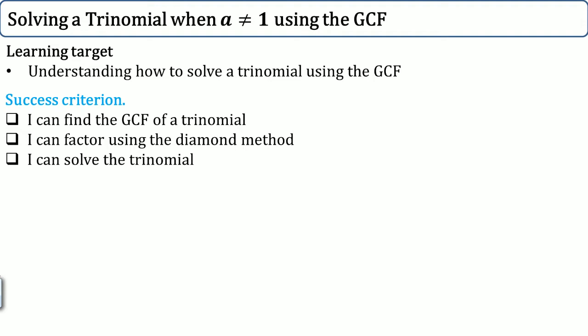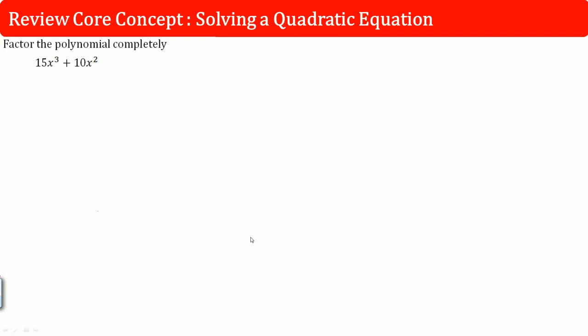1. You should be able to find the GCF of a trinomial. 2. You should be able to factor using the diamond method. And 3. You should be able to solve for that trinomial. Let's review a core concept of solving a quadratic equation.